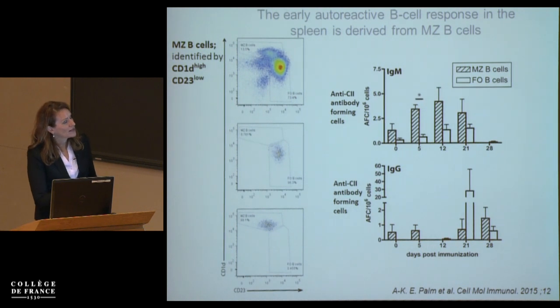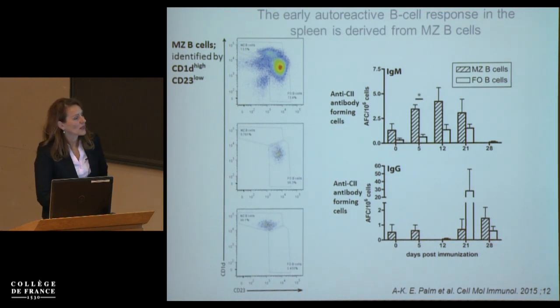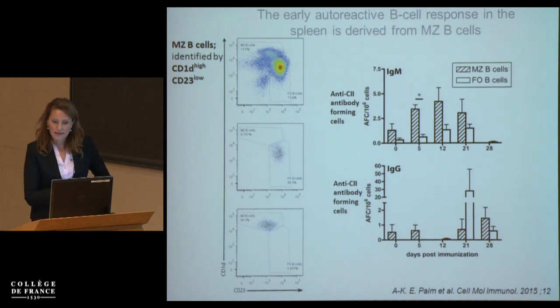And then we did again this ELISpot technique to check the self-reactivity against collagen. This is in naive mice, and you see that most of this response is from the monoclonal B cells. After immunization, you see that this response increases. So this tells us that this self-reactive response is actually coming from these monoclonal B cells and not from the follicular B cells. There was also some slight response on IgG in these cells.